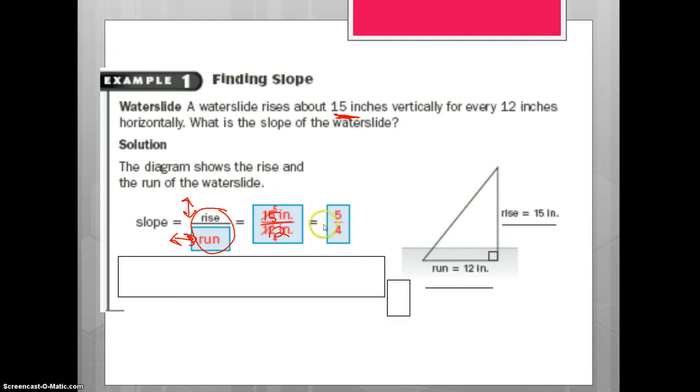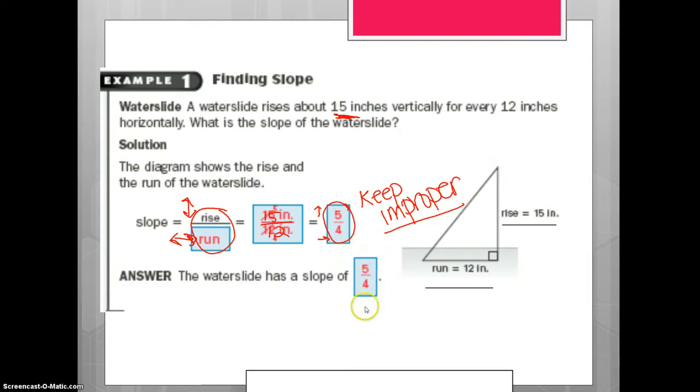Simplify this and keep it as an improper fraction. The reason why we want to keep it improper is because I want to see what the rise versus the run is. So keep it improper. The waterslide has a slope of 5/4.